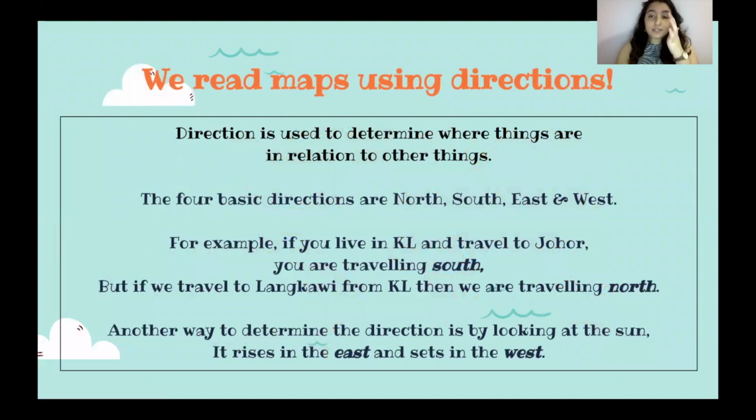Direction is used to determine where things are in relation to other things, and the 4 basic directions are north, south, east, and west. For example, if you live in KL and you travel to Johor, you are traveling south. However, if we travel to Langkawi from KL, then we are traveling north. Another way to determine the direction is by looking at the sun. It rises in the east and sets in the west.